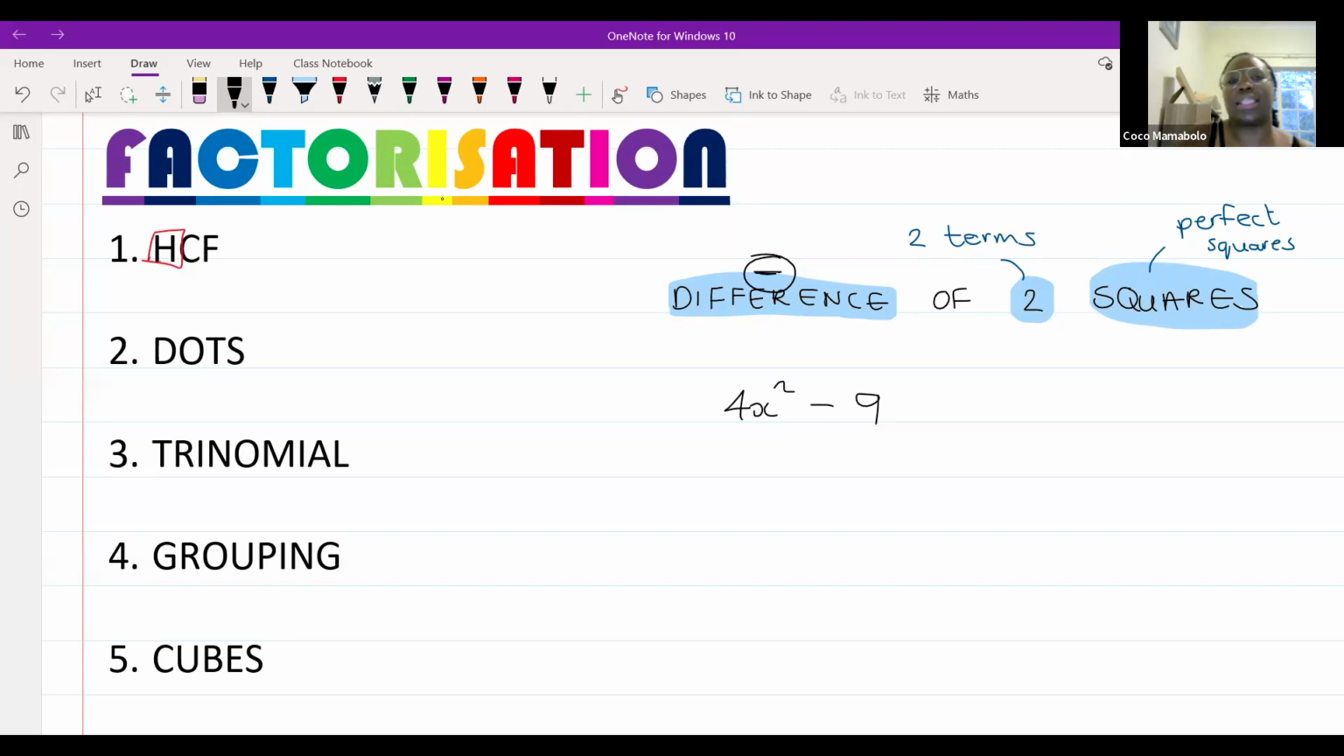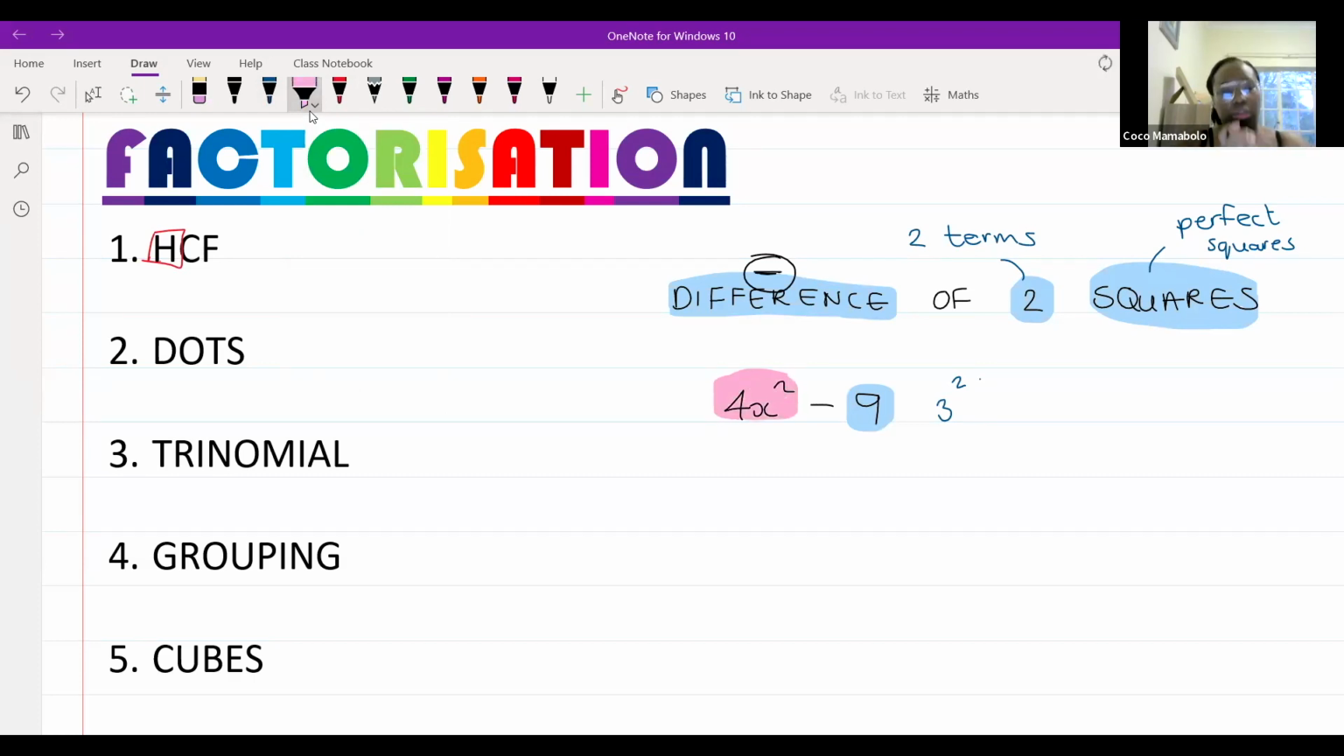Absolutely. Right, let's think about this. Is 9 a perfect square? Yes or no? Emmanuel says yes. Think about it, Tyler. Can I think of a number that, when multiplied by itself, will give me 9? Yes, absolutely I can. It's 3 squared. What about this side? What about 4x squared?